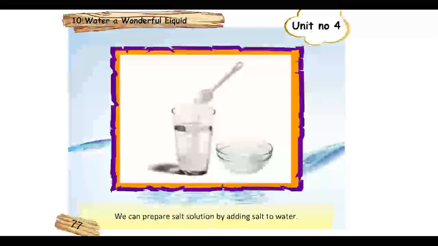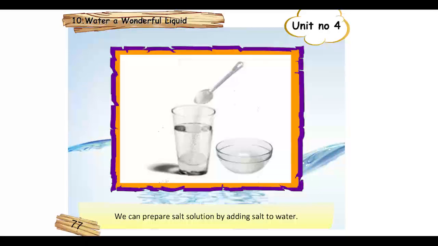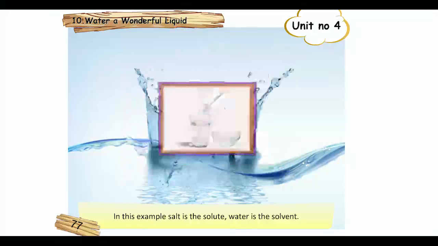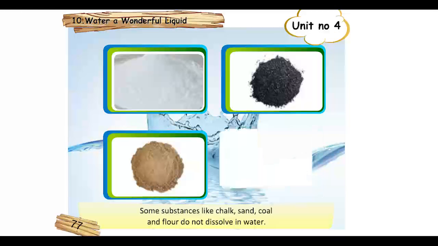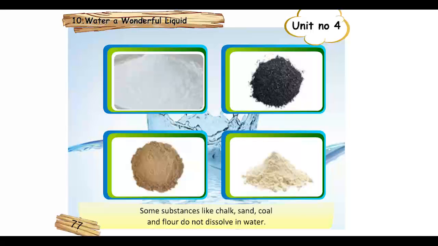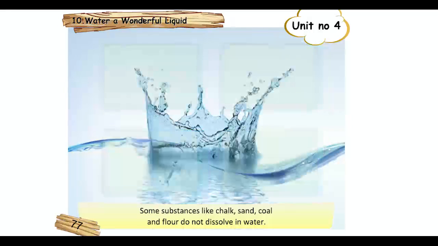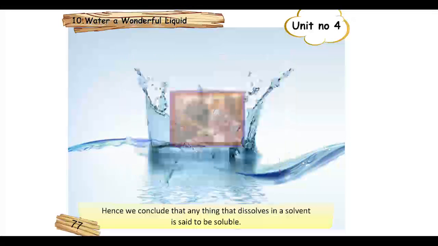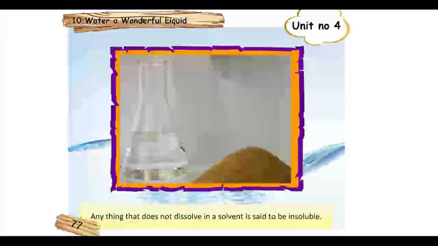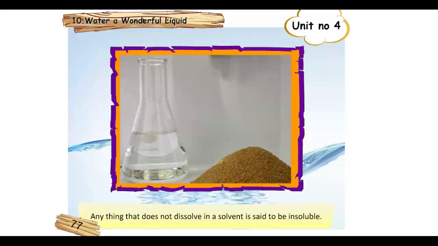We can prepare salt solution by adding salt to water. In this example, salt is the solute, water is the solvent. Some substances like chalk, sand, coal and flour do not dissolve in water. Hence, we conclude that anything that dissolves in a solvent is said to be soluble. Anything that does not dissolve in a solvent is said to be insoluble.